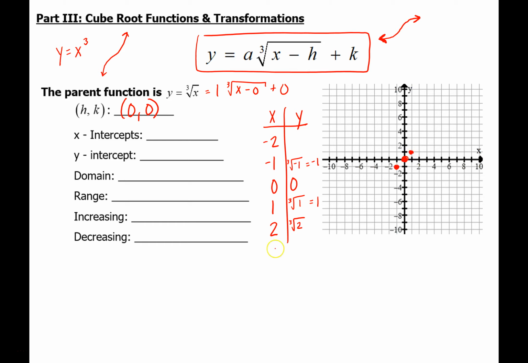If I go all the way out to my next perfect number, though, since this one has the center point at 0, 0, I'm going to go out to 8, because the cube root of 8 is 2. 2 to the third power is 8. And if I go out to -8, the cube root of -8 is -2. So that means that at 8 I'm up at 2, and at -8 I'm down at -2. That's going to give me this shape here.